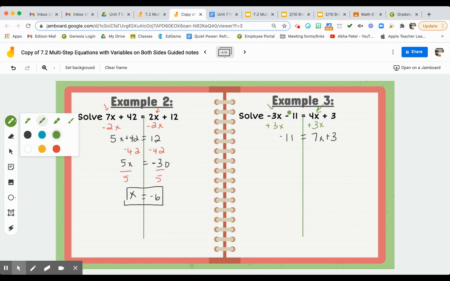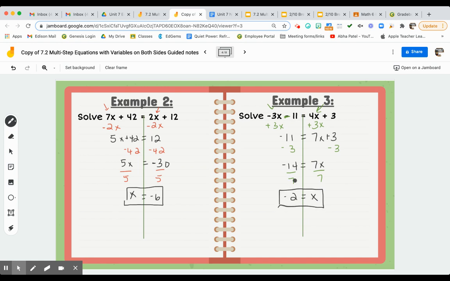And don't forget this. This is a negative. Do not forget that it's a common mistake to not bring down that negative when something like this happens. And now subtract 3 from both sides. Negative 14 is equal to 7x. Divide by 7. And you get negative 2 is equal to x.